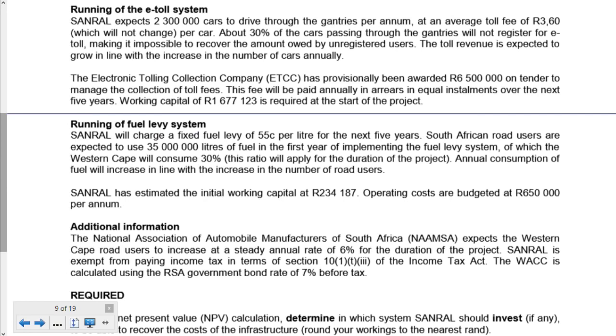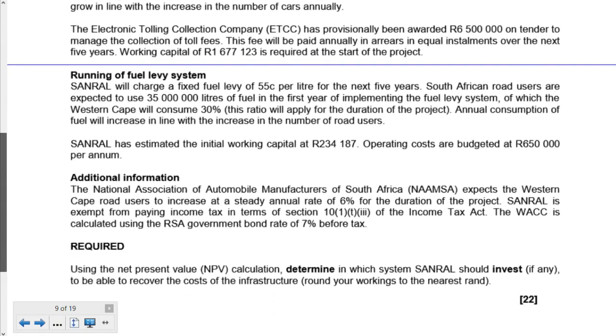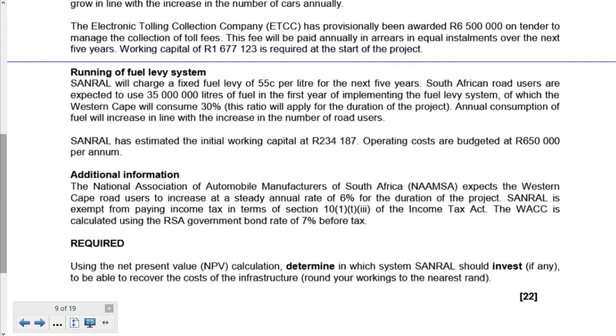South African road users are expected to use 35 million litres of fuel in the first year, of which the Western Cape will consume 30% for the duration of the project. Annual consumption of fuel will increase in line with road users. SANRAL has estimated initial working capital to be 234,187 and operating costs of 650 per annum. The National Association of Automobile Manufacturers expects the Western Cape road users to increase at 6% per annum for the duration of the project. SANRAL is exempt from paying tax, and so there's no tax rate.